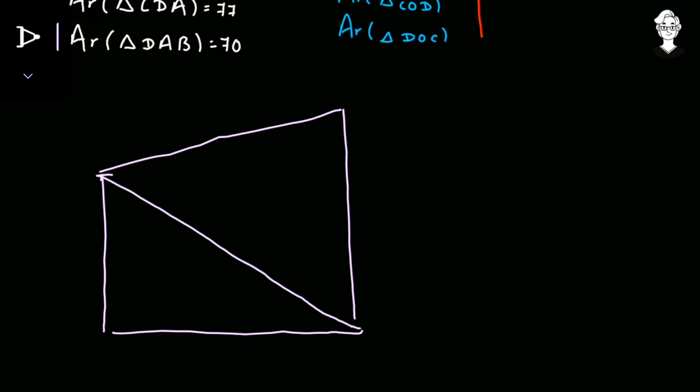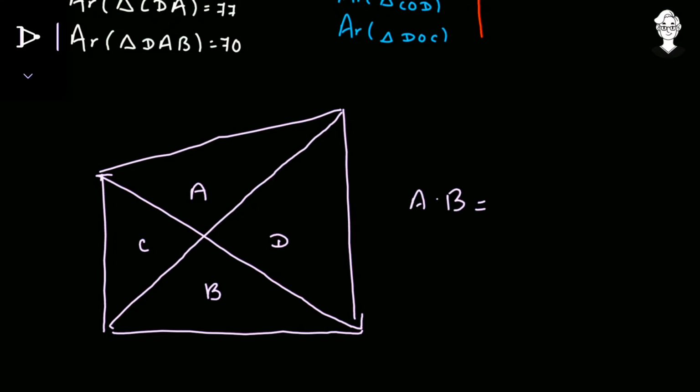So here's the quadrilateral, the diagonals are joined. Then the theorem says that if this area is A, this area is B, this area is C, this area is D, in a quadrilateral like that, then the product of A into B would be equal to the product of C into D. That's the areas of these two multiplied will be equal to the product of these two multiplied. So let us see its proof also.